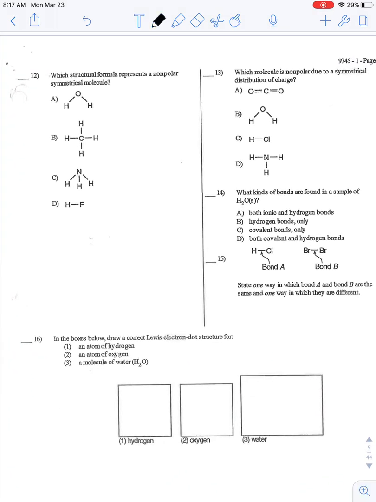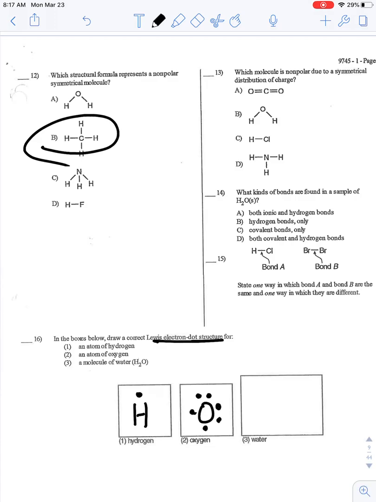And then lastly for today, question number 12, a nonpolar symmetric molecule is B. 16, Lewis electron dot structure. We're writing hydrogen and oxygen, just writing down the valence electrons. And then a water molecule would be, I like to do the X's there to represent the valence electrons of hydrogen, that. Symmetric is going to be A.